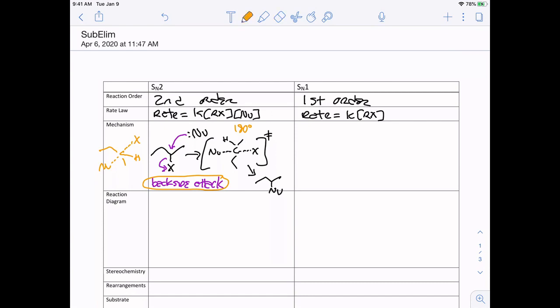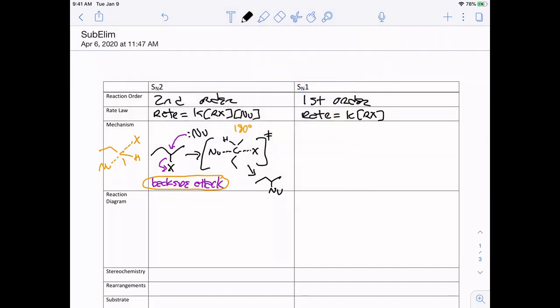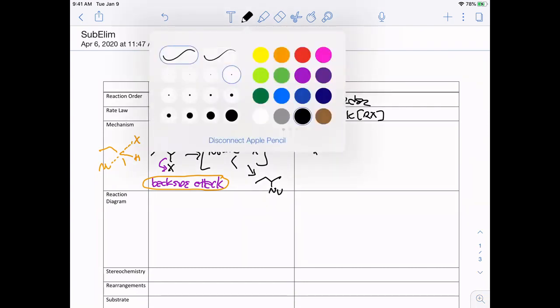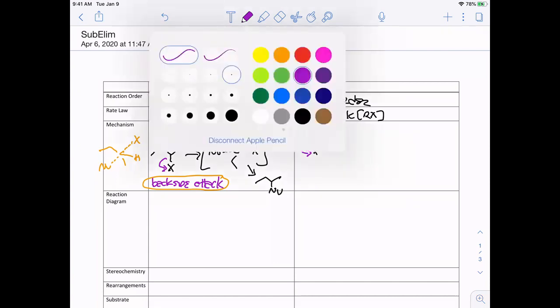The mechanism for our SN1 reaction then, because it's first order and there's only one thing involved in the rate determining step, I'm going to need 2 steps to get everything in there. So my first step, my halogen is going to leave. So my leaving group leaves. And it takes those electrons with it. So make sure the arrow goes to the halogen, not flying off into space somewhere.